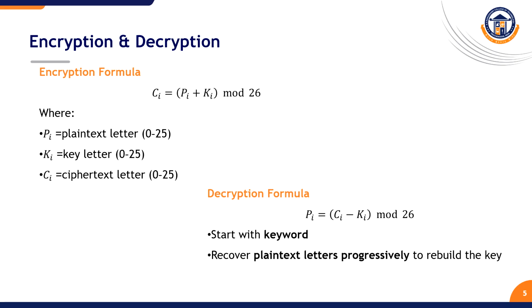The encryption and decryption use formulas. The formula for encryption is Ci equals (Pi plus Ki) mod 26, where C is the ciphertext, P is the plain text, and K is the key value. In the same way, for decryption, plain text Pi equals (Ci minus Ki) mod 26, and we get the plain text. This is the process of Autokey cipher.